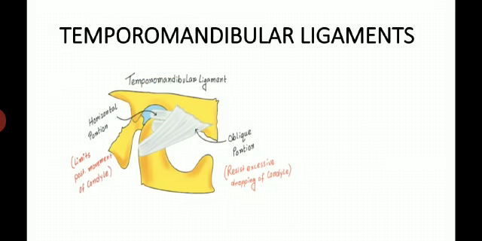One is your outer oblique part and the inner horizontal portion. Outer portion extends from the outer surface of the articular tubercle and zygomatic process posterior inferiorly to the outer surface of the condylar neck. Inner horizontal portion extends from the outer surface of the articular tubercle horizontally to the lateral pole of the condyle and posterior part of the articular disc. Oblique portion resists excessive dropping of the condyle, limiting the extent of mouth opening.